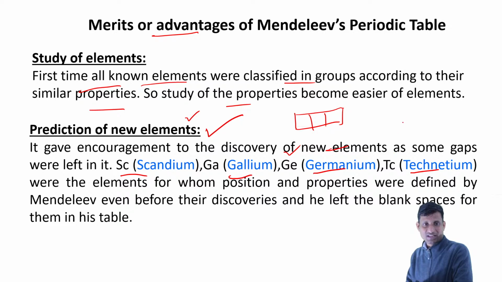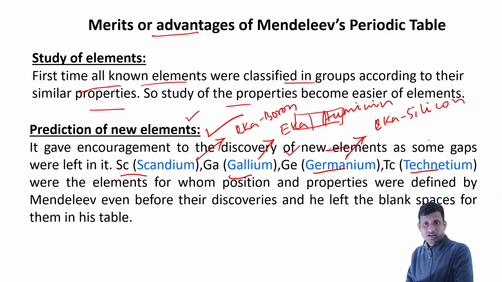So what are these elements actually in his periodic table? He gave the names: eka boron, eka aluminium, eka silicon, and eka manganese.